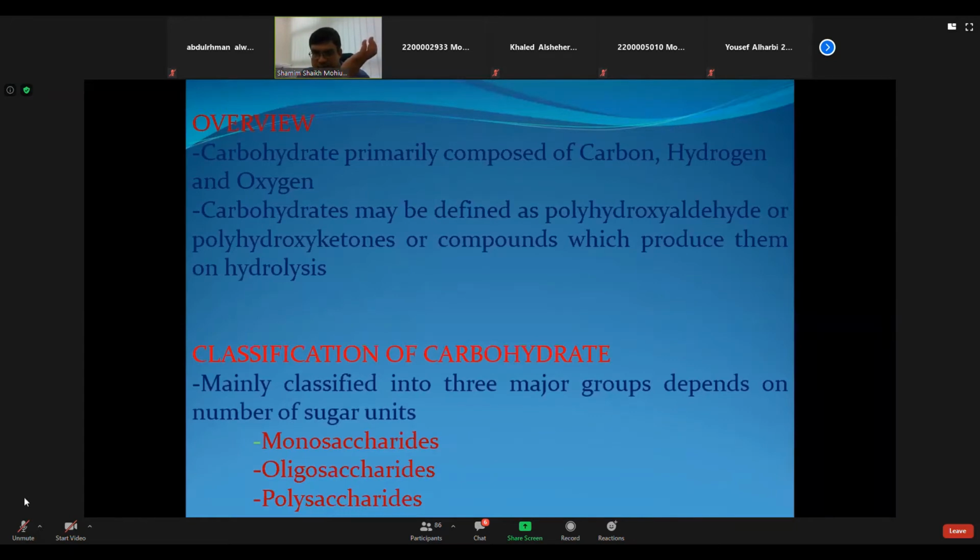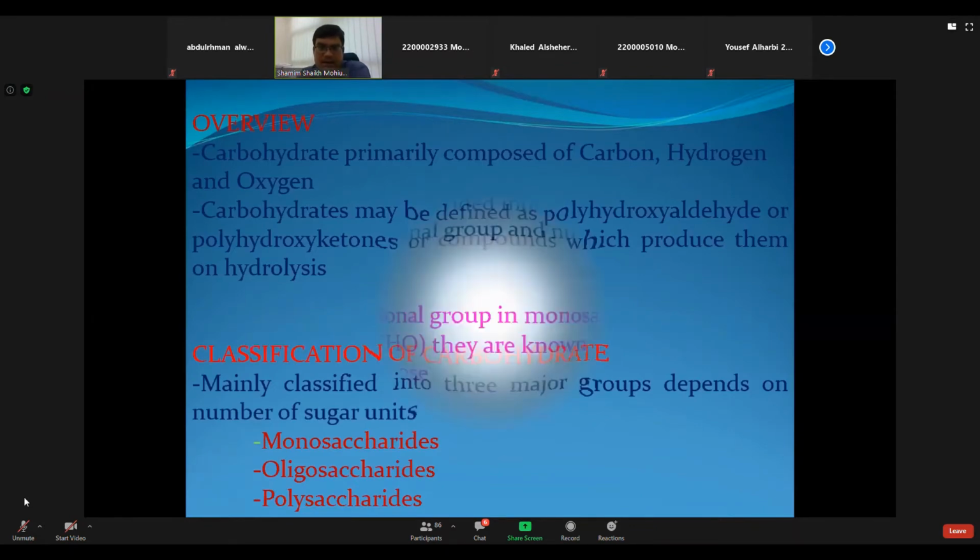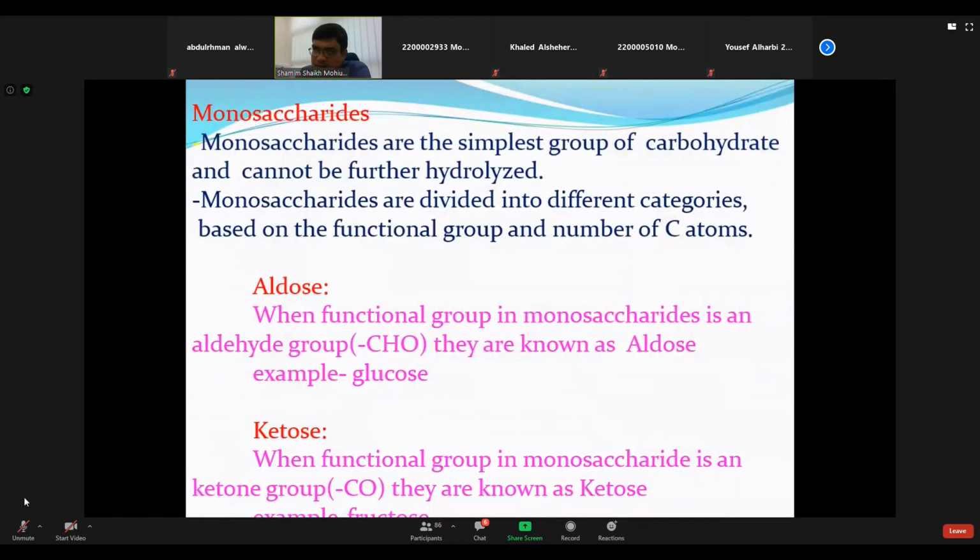Am I clear? The monosaccharide contains only one sugar unit. Oligo is 2 to 10. And poly is more than 10. It may be 1000, it may be 2000, it may be 5000. Okay, so come one by one. Can you see the next slide? No problem of seeing? Yes, we can see.